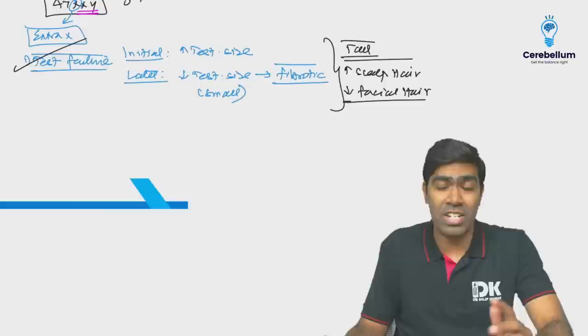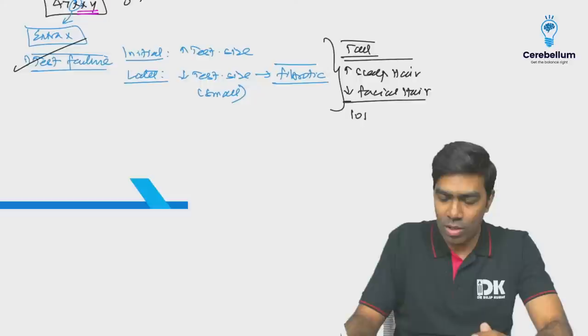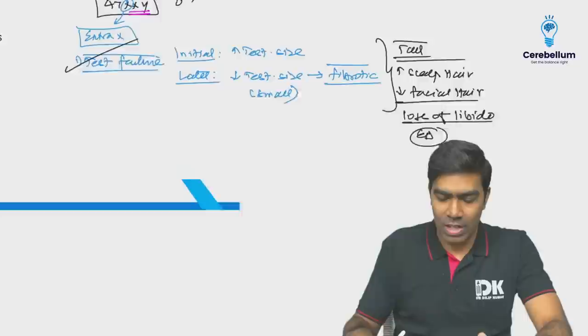And they will have loss of libido and gonadal dysfunction. Loss of libido, and they might have erectile dysfunction also. That is because of testicular failure. If they ask you what will be affected first, spermatogenesis will be affected first.